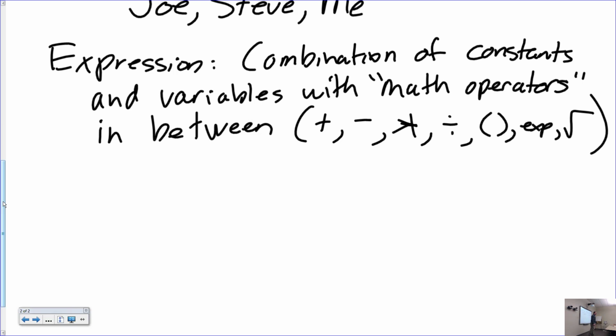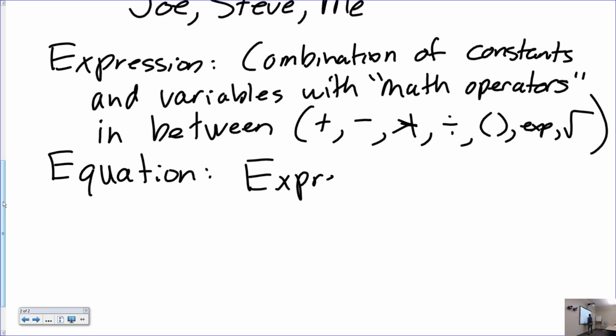Equals. Note, in an expression, folks, there are no equals. When you get an equal sign, we call it something else. Then it's an equation. And the reason why I had to explain what an expression is is because I actually use that to define what an equation is. An equation is when you set two expressions equal to each other.